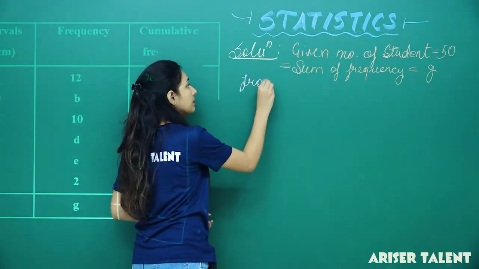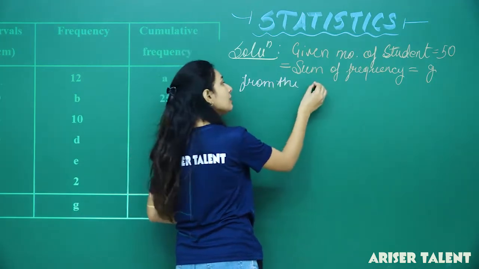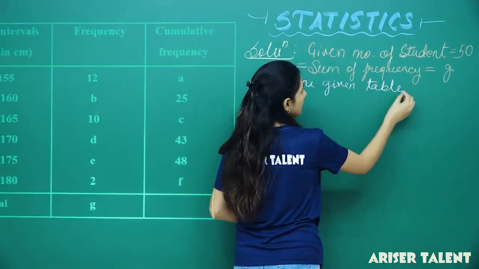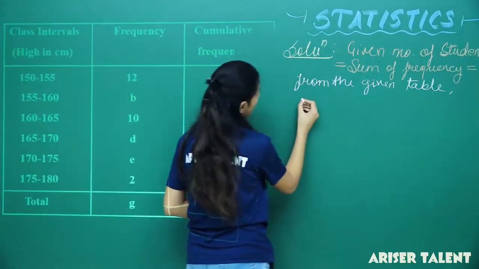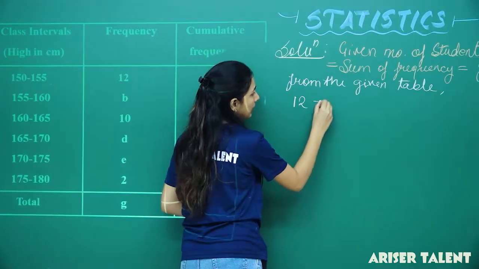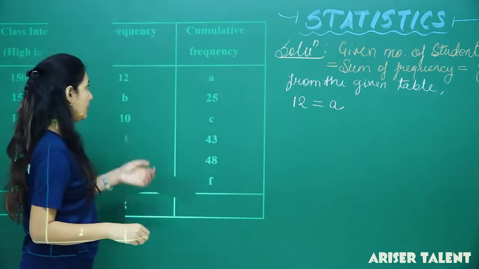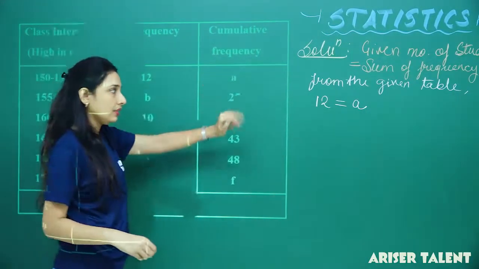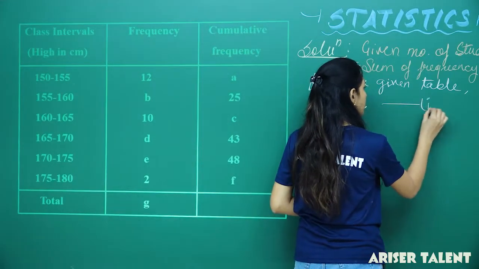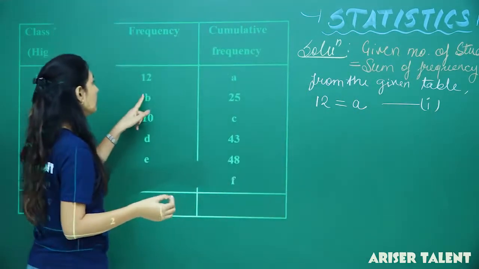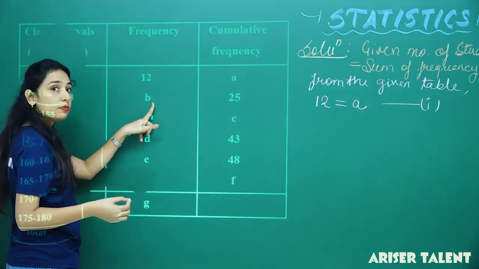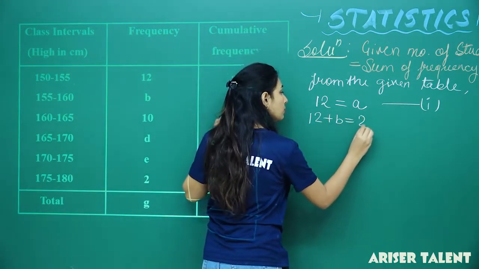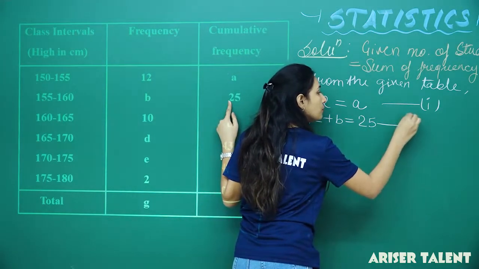Okay, now just looking at the given table, what do you have there? 12 equals A. Why am I saying this? Because this is frequency and this is cumulative frequency. So 12 equals A, this is fine, this is equation number 1. Now, if I go with this one, 12 plus B will be equal to 25. 12 plus B equals 25, that is my equation number 2, right.